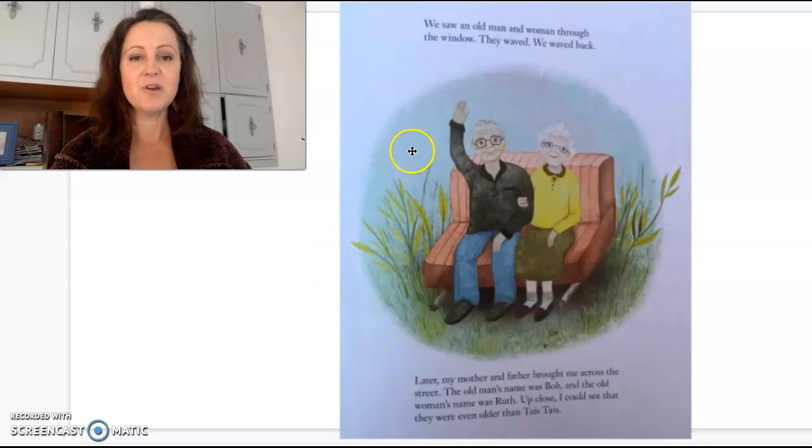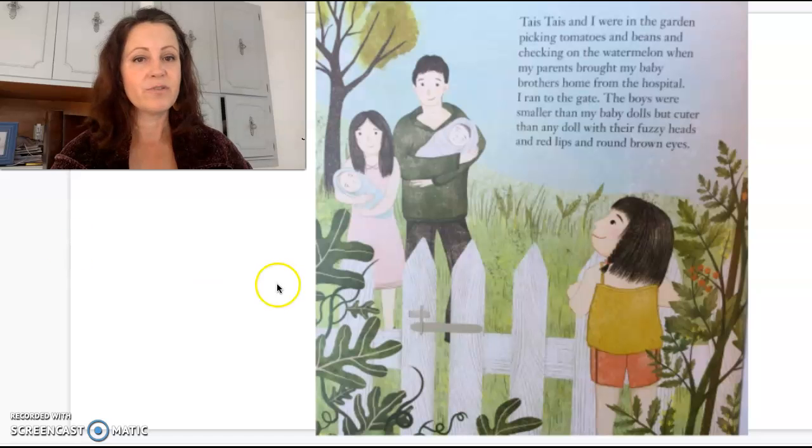So here are some new neighbors. Now at this point in the story, we're not sure yet if they're really important characters or if they'll just be on this page. But we know their names are Bob and Ruth.